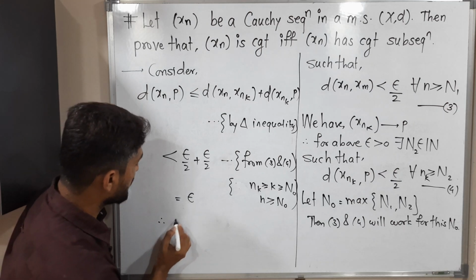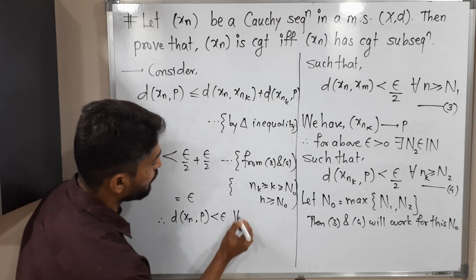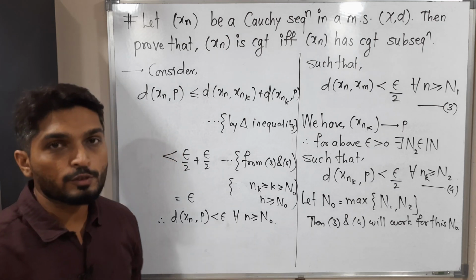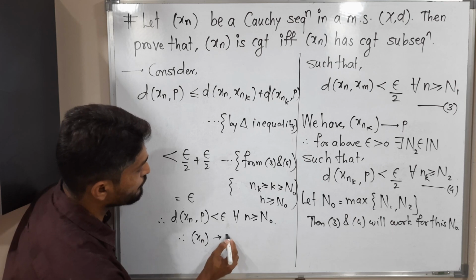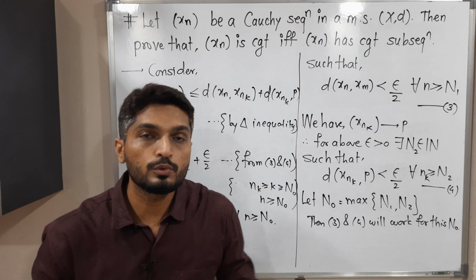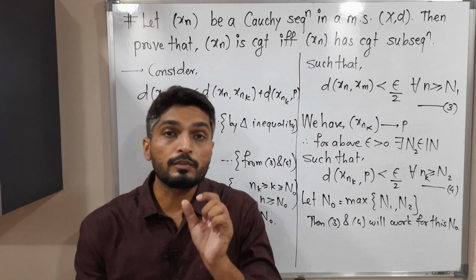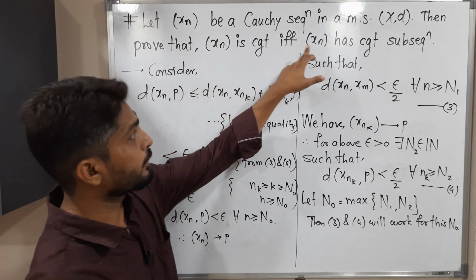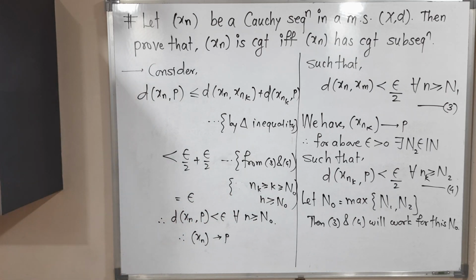So what we get? Therefore d of xn p is less than epsilon for all n greater than or equal to n naught. So this is the definition of a convergent sequence, and we can say that xn converges to p. So in this way we proved that the sequence xn is also convergent. So in this way we proved the theorem, getting? The theorem says if the given sequence is Cauchy, then it is convergent if and only if it has a convergent subsequence. So both parts we have proved here.